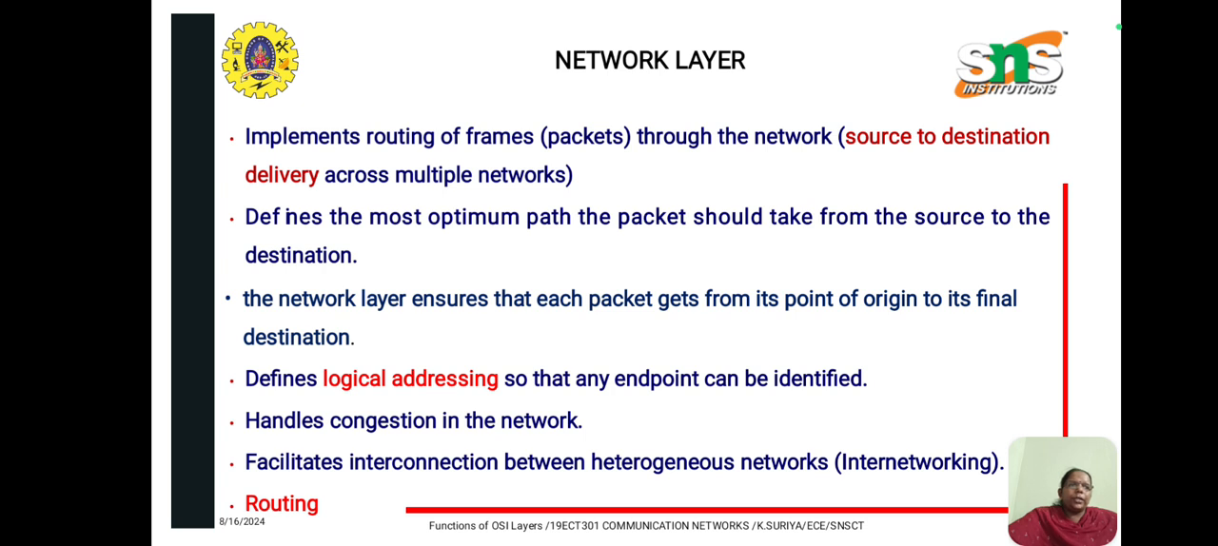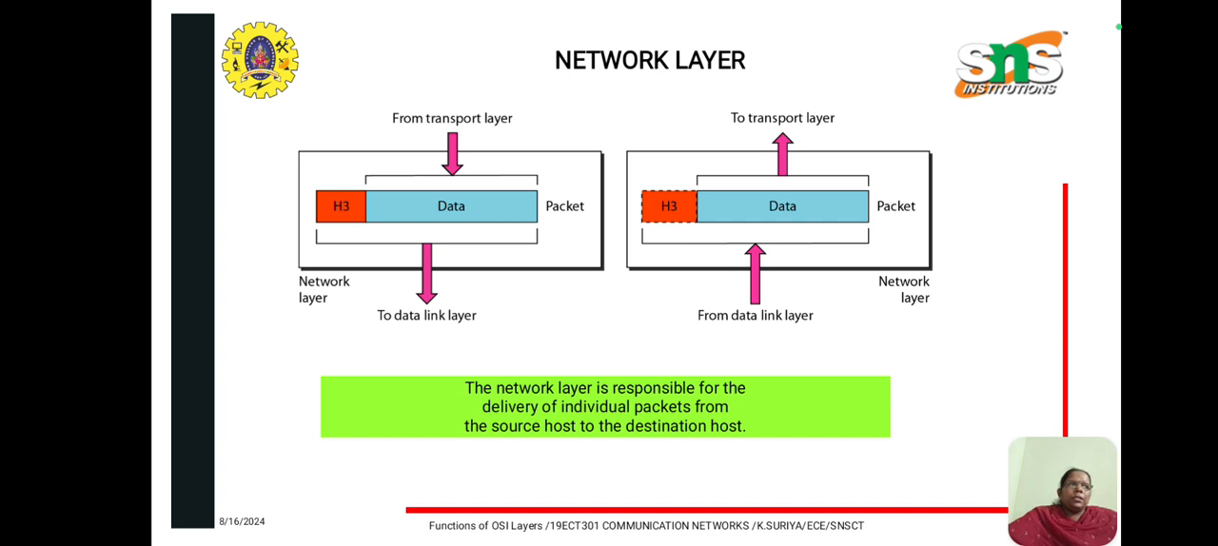Next one is routing. When independent networks or links are connected to create internetworks or a large network, the connecting devices like routers and switches route or switch the packet to their final destination. One of the functions of the network layer is to provide this mechanism. This figure shows the relationship of the network layer to the data link and transport layers. So the network layer is responsible for the delivery of individual packets from the source host to the destination host.